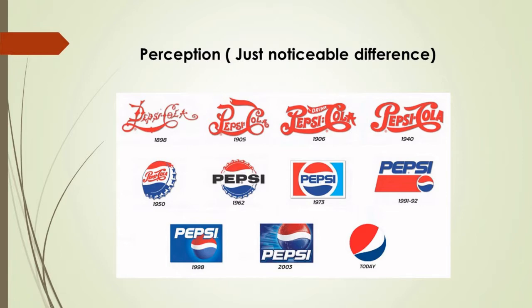You can see that with every change, the change was incremental, was not this big. But if you see the first image and the last image, you can notice that there is a huge difference. However, we cannot make this huge difference or drastic difference at once. It must be incremental in order to keep the relationship between the brand and the customer.